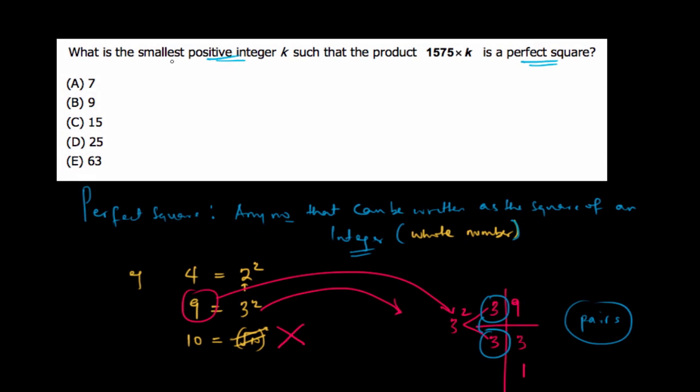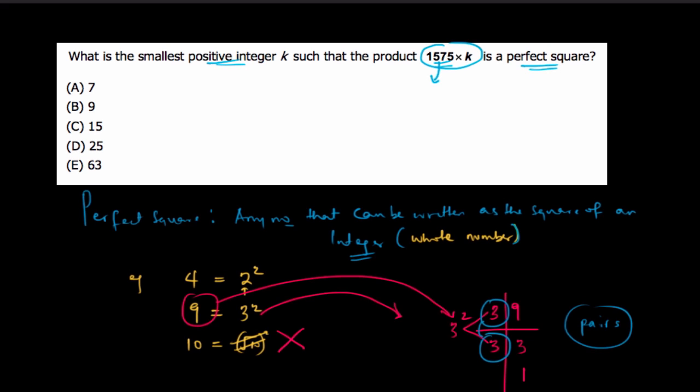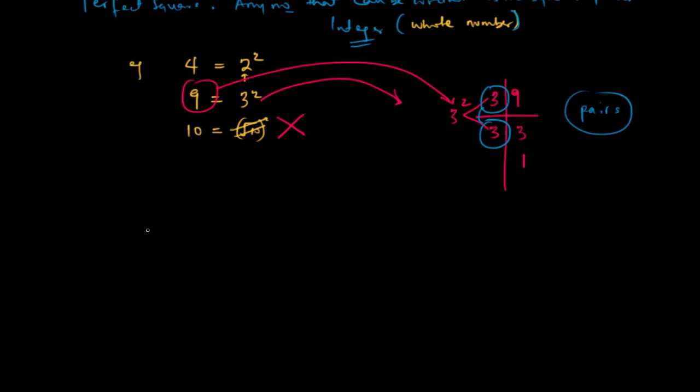So now what it says here is, what is the smallest positive integer k such that the product 1575 times k is a perfect square? For this to be a perfect square, let me first break down 1575 and see what we get, and then we'll know what next step to take. We want to take 1575 into consideration first.